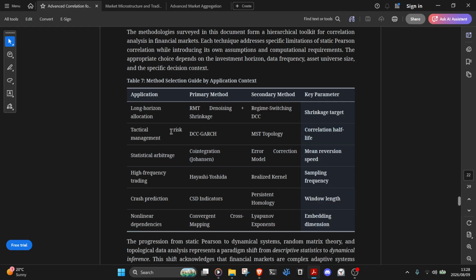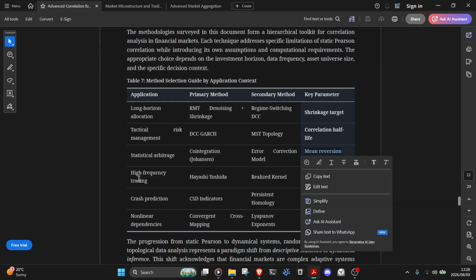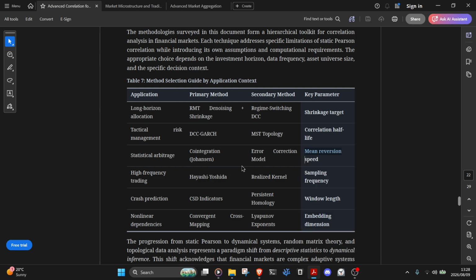Statistical arbitrage, its primary method is cointegration. Secondary method, error correction model. Key parameter, mean reversion speed. High frequency trading, its primary method is Aït-Sahalia–Yoshida, probably butchering that. I'm sorry if you're watching this. Secondary method, realized kernel. Key parameter, sampling frequency.